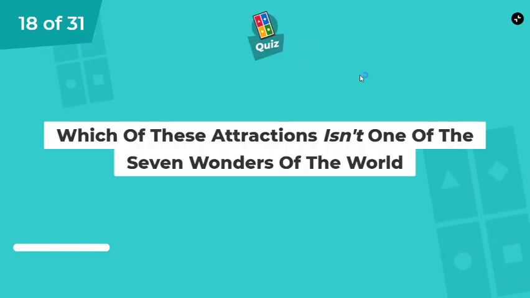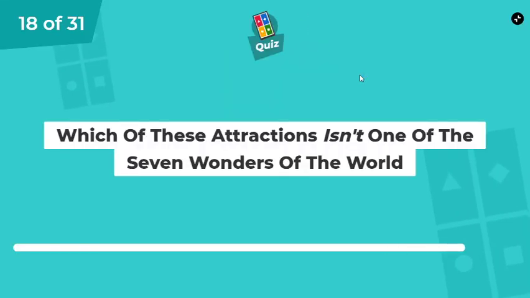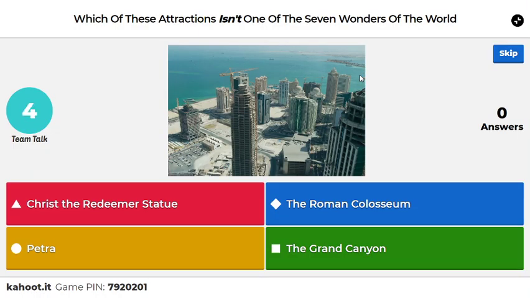Question number 18. Which of these attractions isn't one of the seven wonders of the world? Remember, isn't. Christ the Redeemer statue, the Roman Colosseum, Petra, the Grand Canyon. Which one?